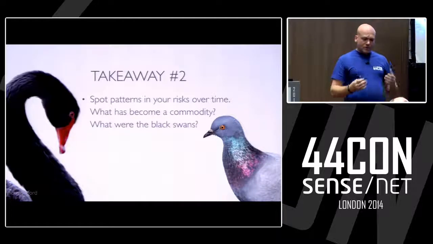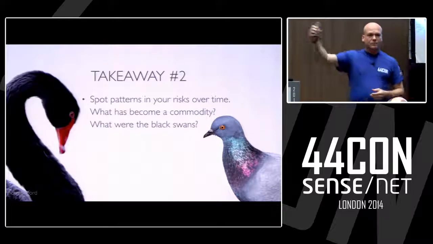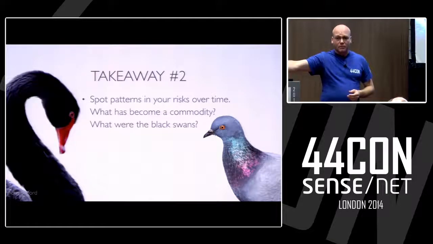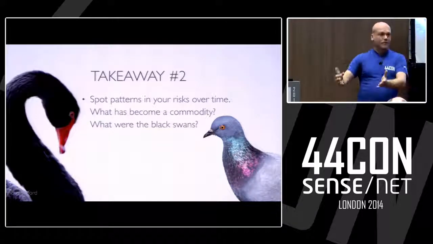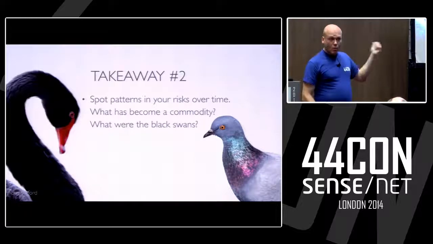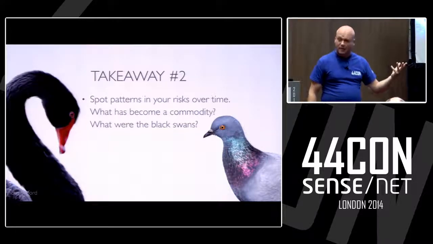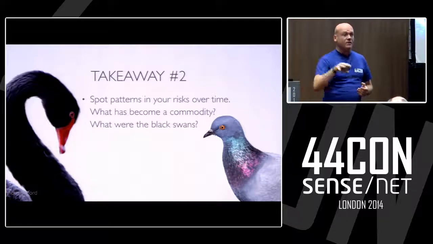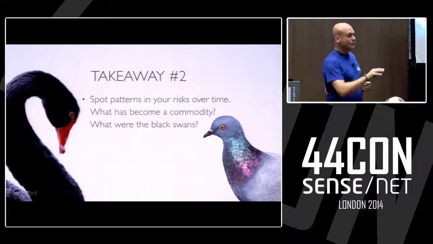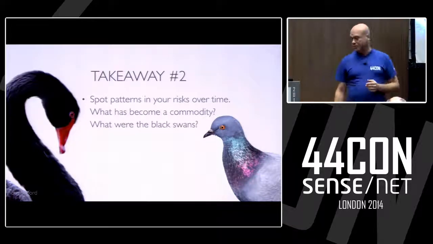The second one is, try and spot patterns in your risks over time. What's become a commodity? What was something that you were handling at an incident level 2 years ago, but is actually happening so often that you should be doing something completely different, not just responding to an incident? So what's the black swan and what's the pigeon? What's the commoditized thing and what's the thing that's probably never going to happen again? Because if it becomes more commoditized, you need to deal with it now. You need to deal with it in a different way, not just in an incident response approach.